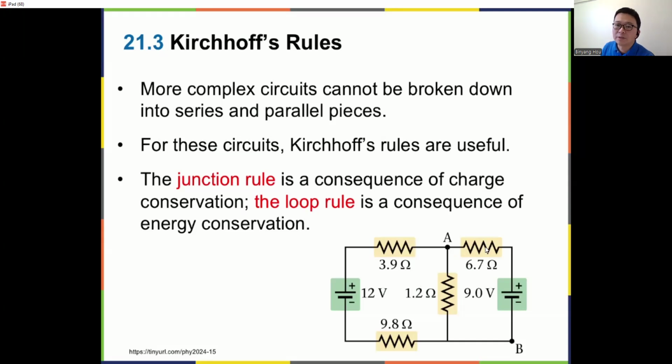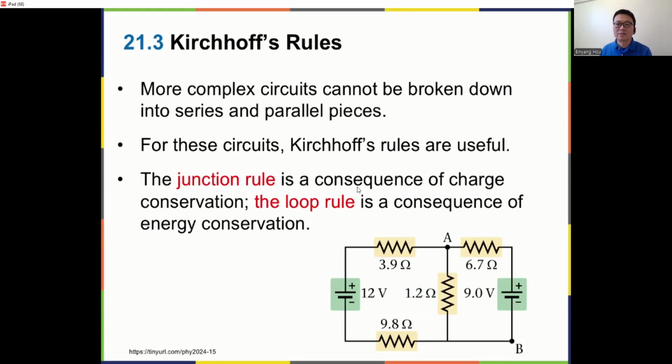Now these resistors are not simply in parallel with each other, because there's another element over here. So when you have a more complicated circuit that cannot be broken down into series and parallel pieces, then you will need to use Kirchhoff's rules. There are two rules here. One is called the junction rule, and the other one is called the loop rule.